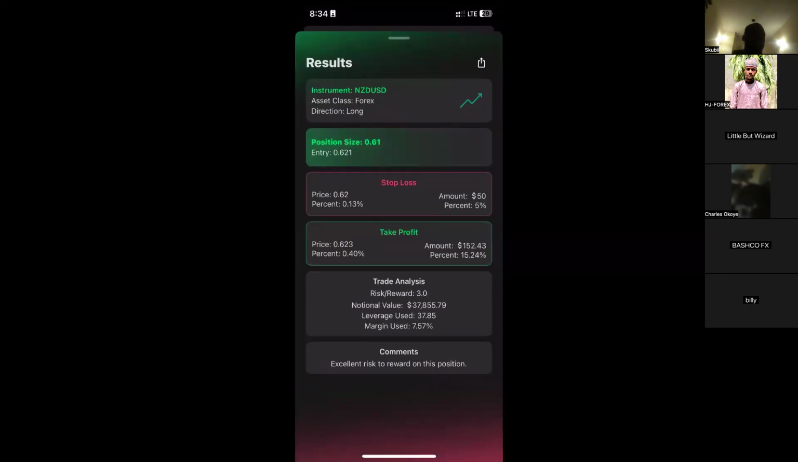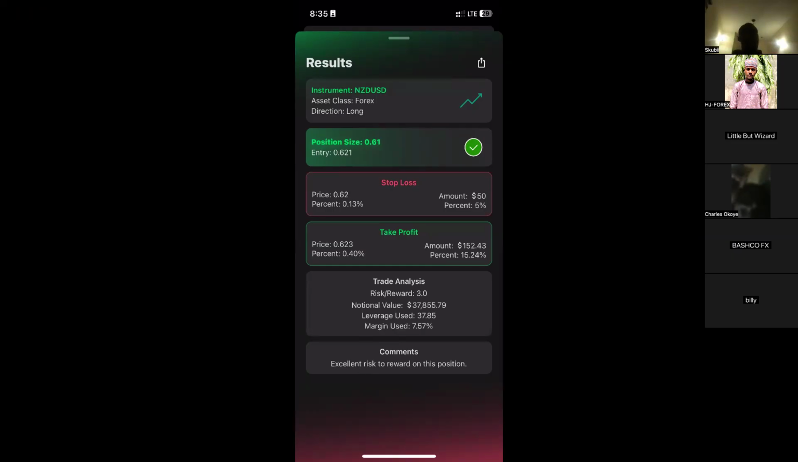Once I click on calculate, it's going to bring me to this page here. So now I have instruments, which is NZD, asset class Forex, direction long, that's a buy. You can see that the position size is still the same thing. That's the lot size, 0.61. So if I use this 0.61 lot size and then price hits my stop loss, I'm going to lose $50, which is 5% of my account. But then if it hits my take profit, I'm going to make $152. Do you understand? So my risk reward is what? A 3.0. All these other ones are just extra information. Comments: excellent risk reward on this position.